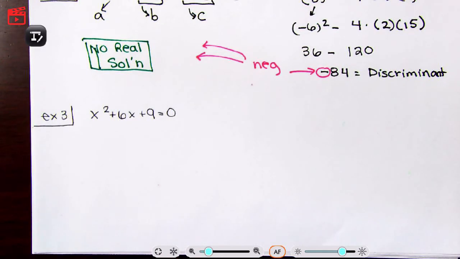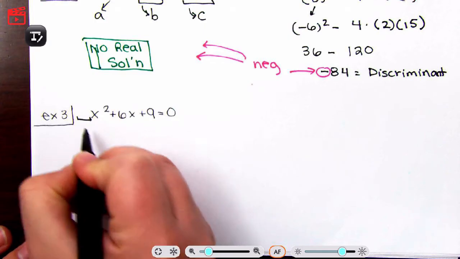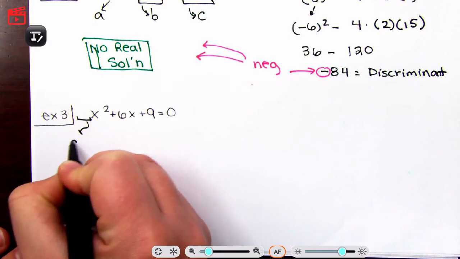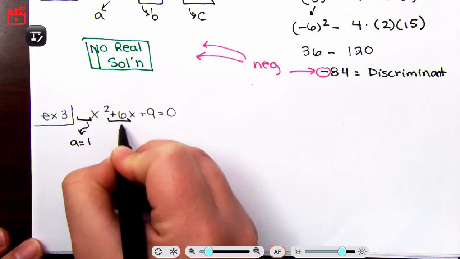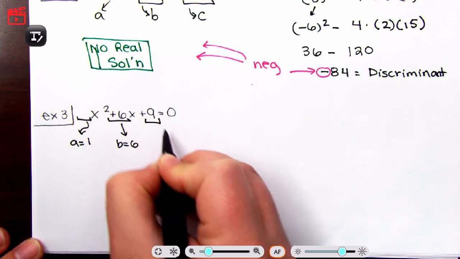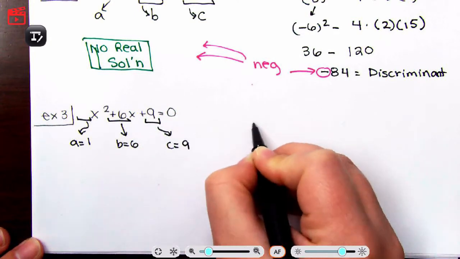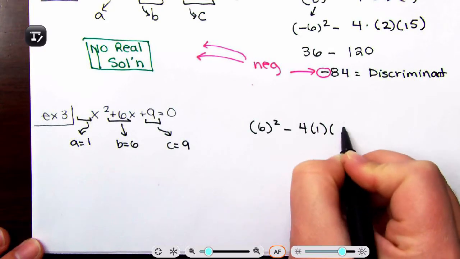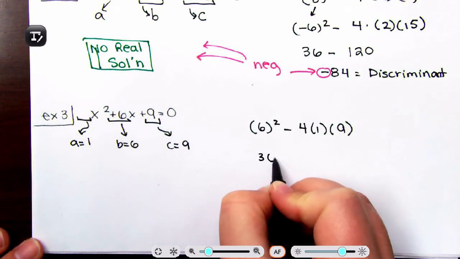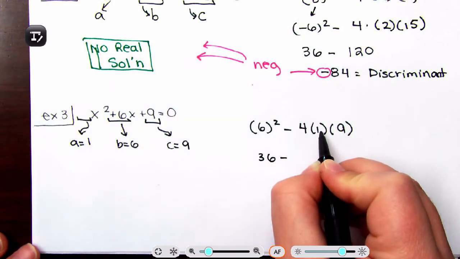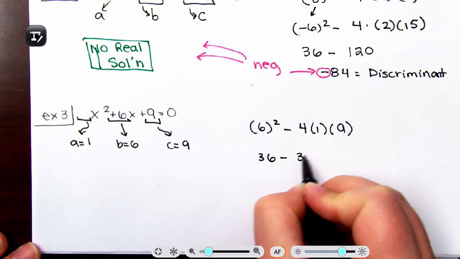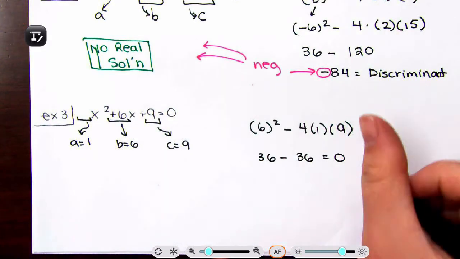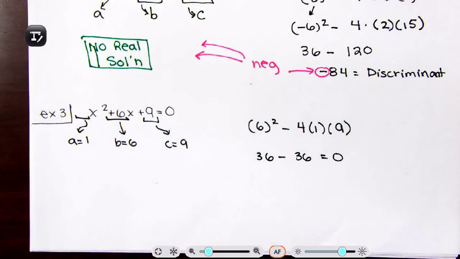All right, example number 3. Let's try this one more time. Again, no number in front for your leading coefficient. That means you have an A value of 1. Then we have a B value of 6 and a C value of 9. Let's do that. B is 6 squared minus 4, a is 1, c is 9. 6 times 6 is 36 minus 9 times 1 is 9. 9 times 4 is also 36. So we have a discriminant of 0. And whenever we have a discriminant of 0, that means our answer has one real solution.